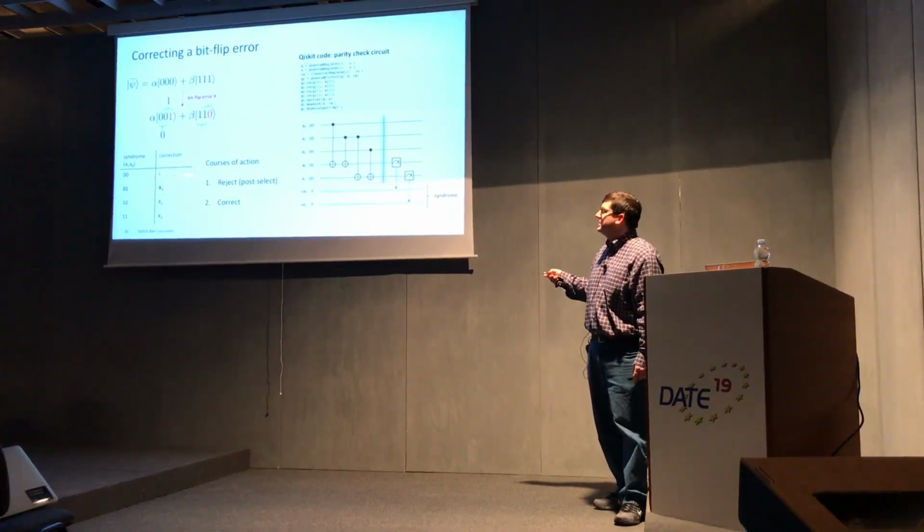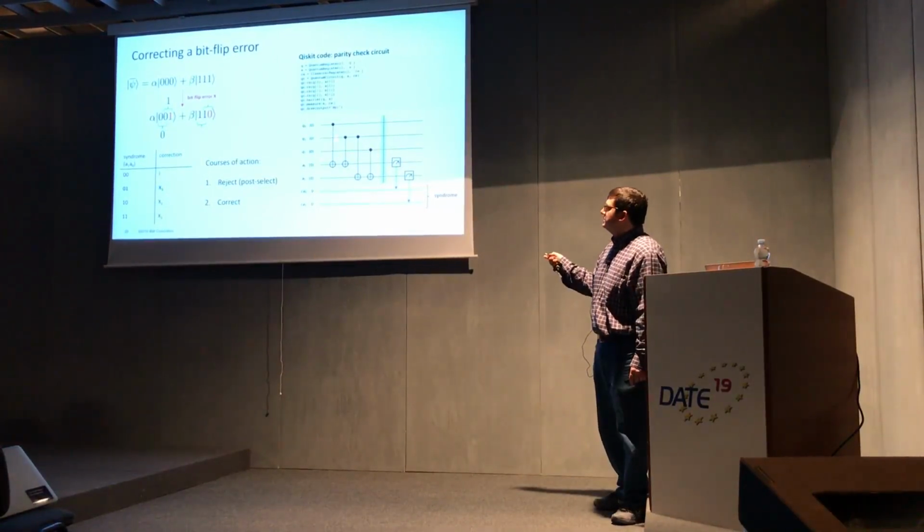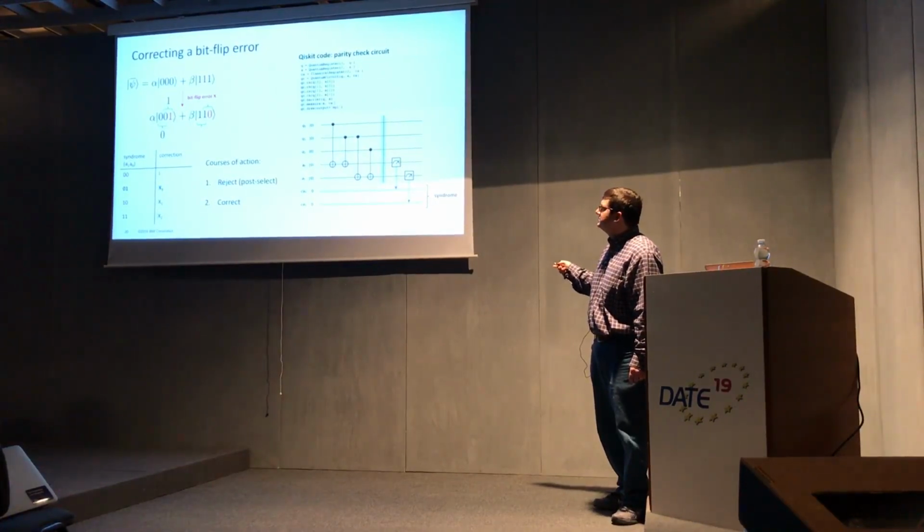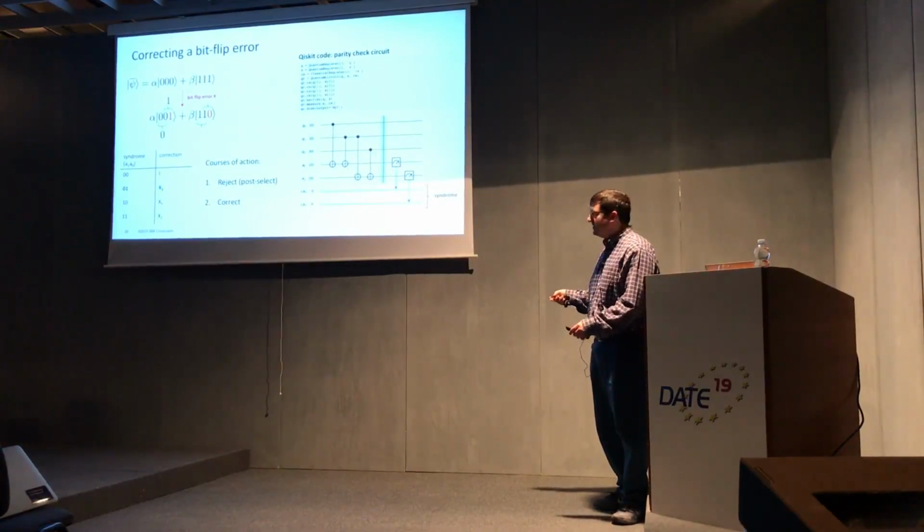And then, of course, I can decide what to do. I can either say if I see any error, I'll just throw it out and start over, or I can say I'll look up this error correction and I'll apply it to restore the state. How do you do that? I mean, in this example, it's very straightforward. You would compute using CNOT gates the parity of qubits 1 and 2 into an ancilla, and the parity of qubits 2 and 3 into another ancilla, and then measure them. And now you have the syndrome and the output state that you would correct.